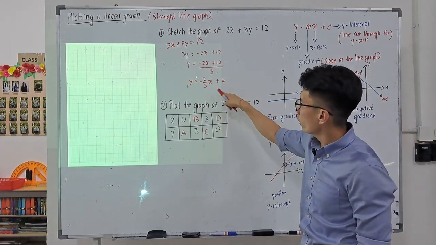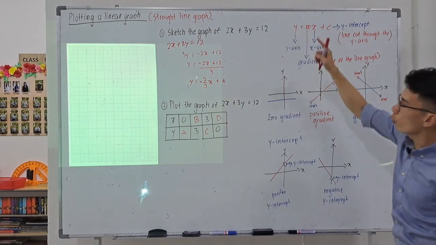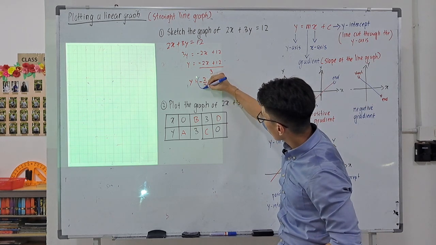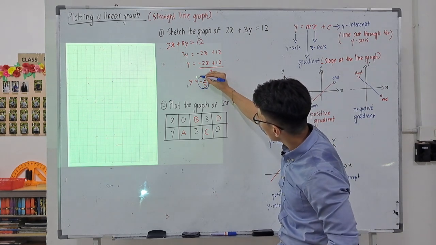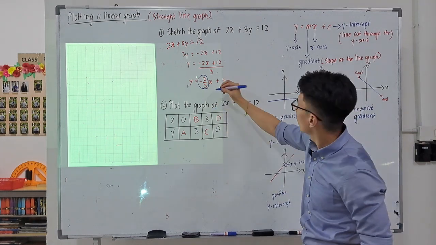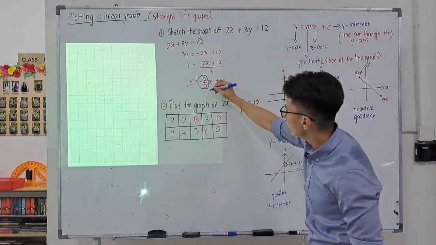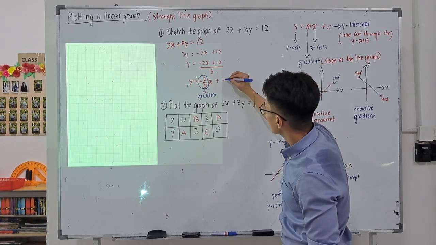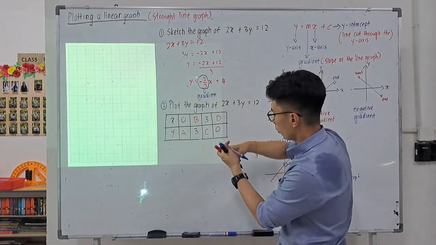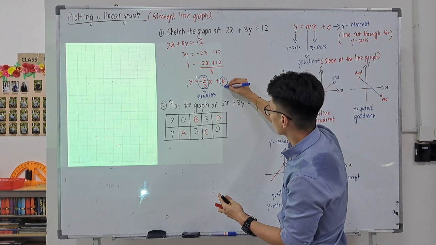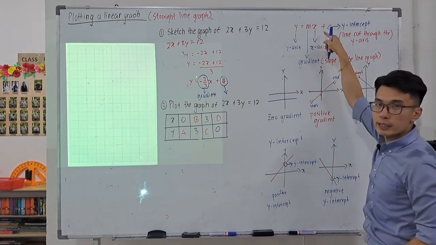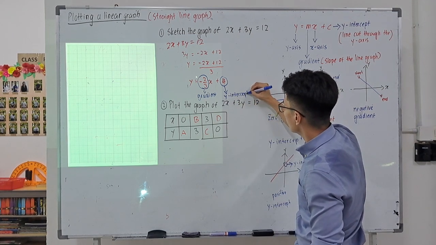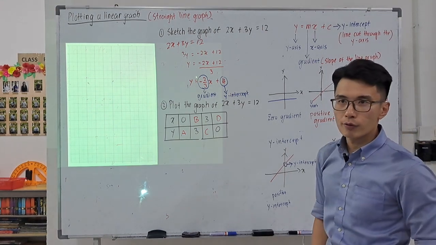Now, this equation is already in this form over here. I can get a lot of information over here. Number one is this one. Any value behind the x is going to be the value of m, which is the gradient. And this over here, that's going to be the 4. This part is going to tell you the value of c, that is going to be the y-intercept. And this information is enough to help you sketch the graph.